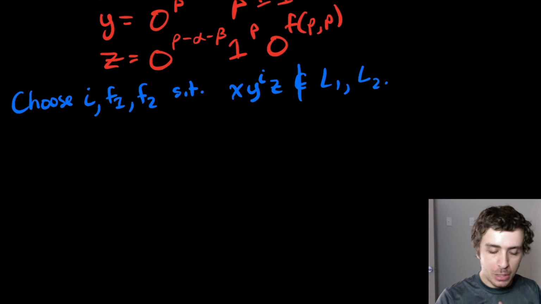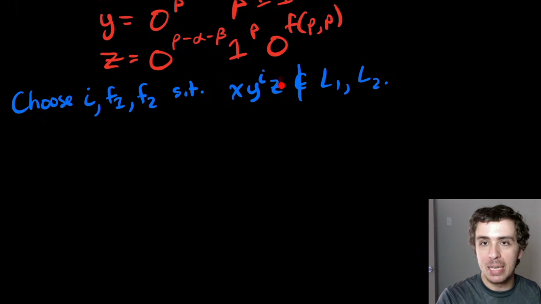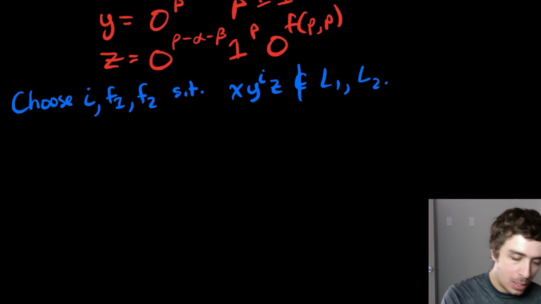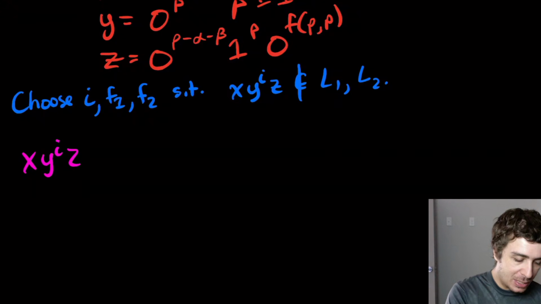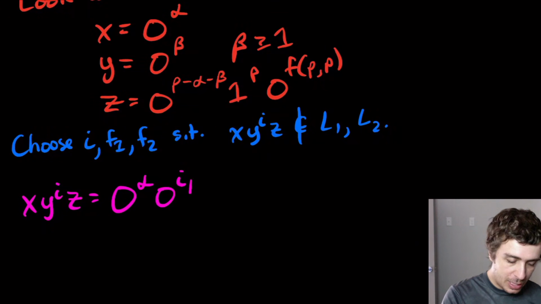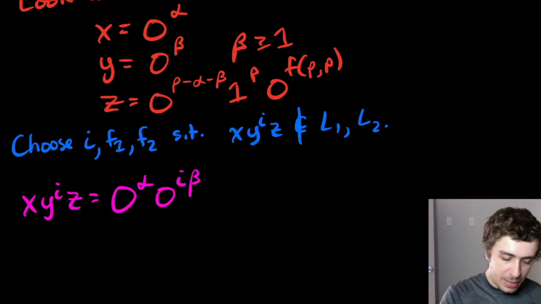Okay, I'm abusing notation a bit because there's no F1 and F2 written here, but note that the F1 and F2 correspond to the function F that's written for what Z actually is. So let's compute what x, y to the i, z is. Well, that's going to be 0 to the alpha, because that's what the x thing is. Then 0 to the i beta. And then just the z bit.